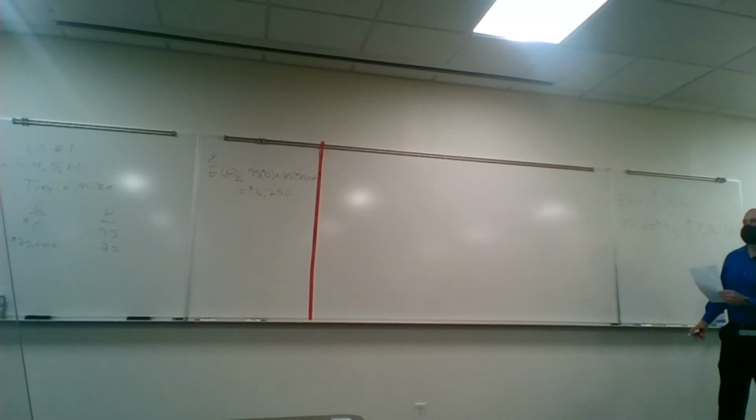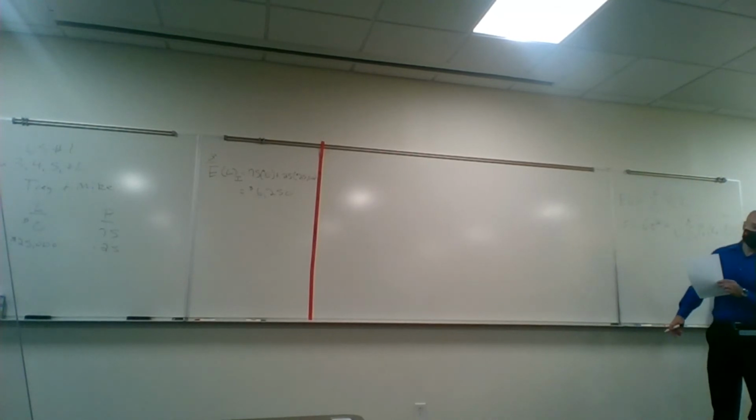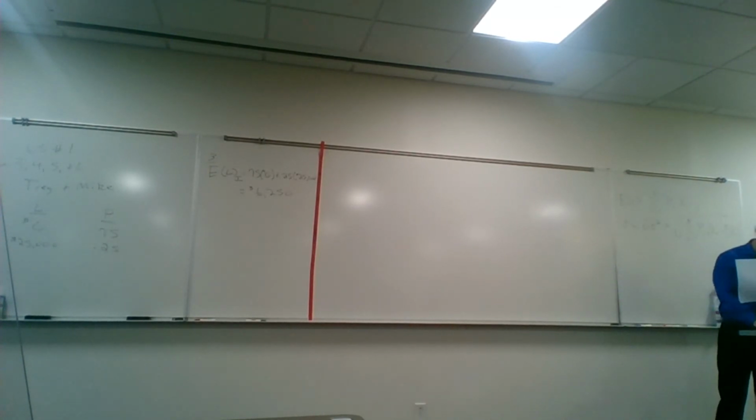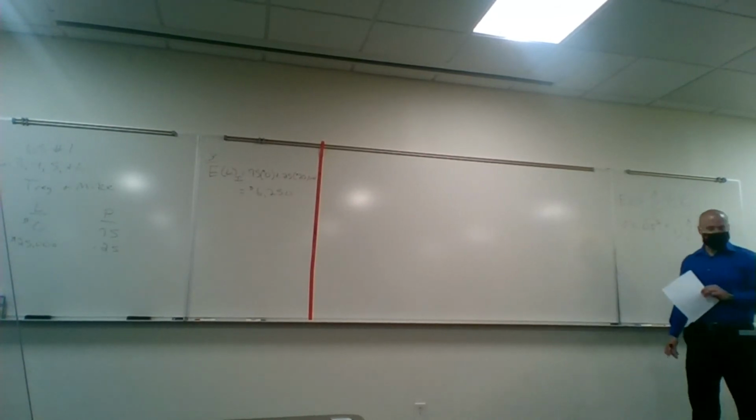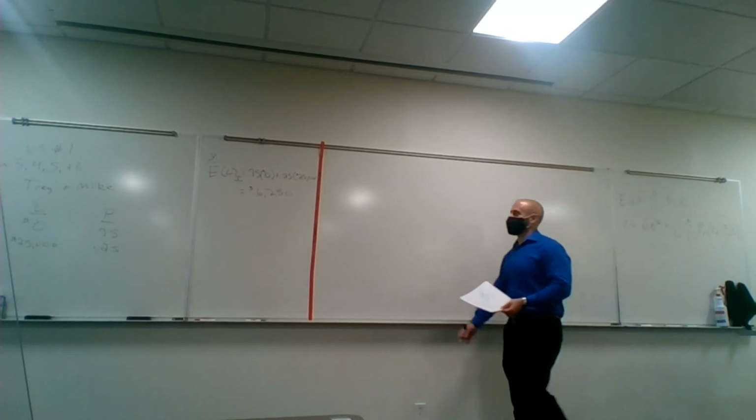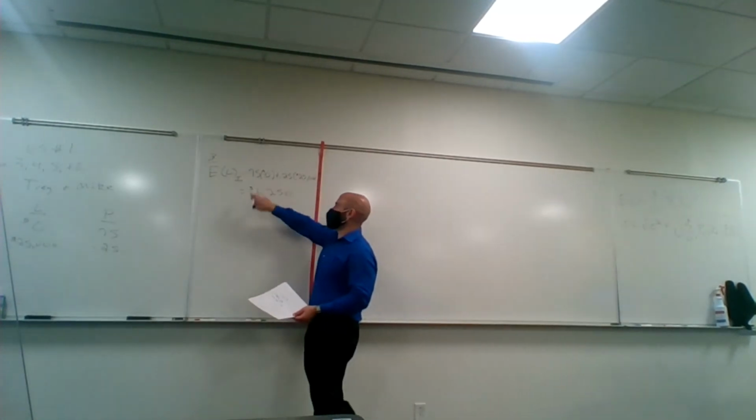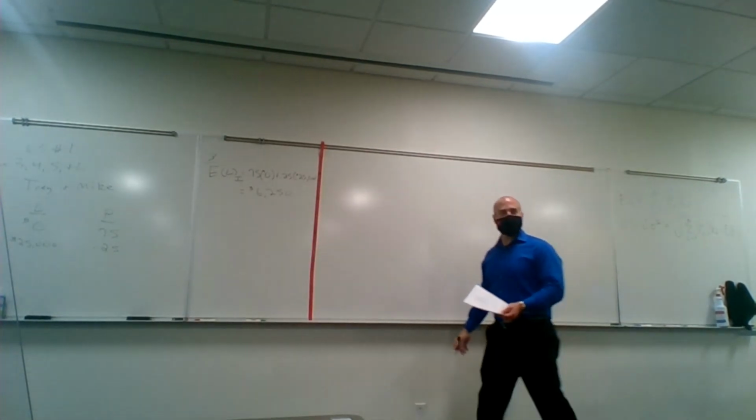Since I've given you guys the go ahead to use your phone, I did not bring my calculator, was not prepared, but I will use my phone. So 25,000 times 0.25 is 6,250. This is 0 all day long, so this is what you get. Okay.